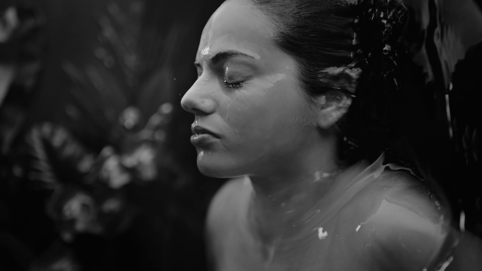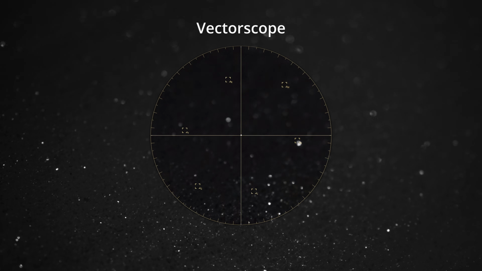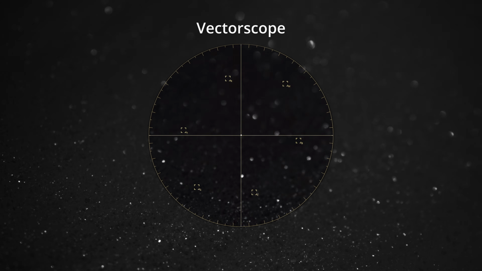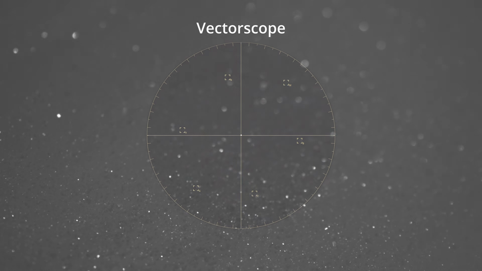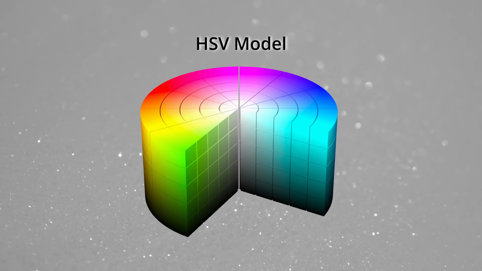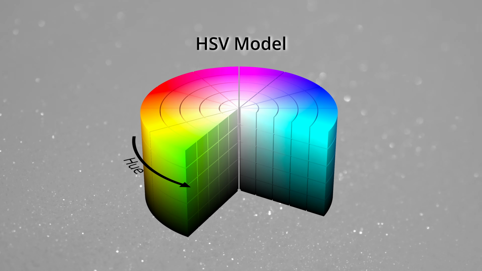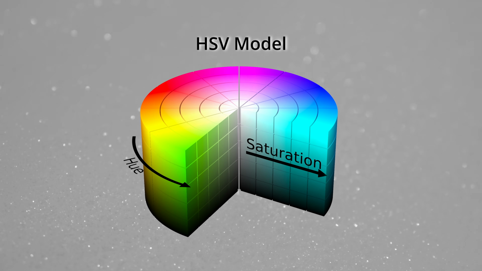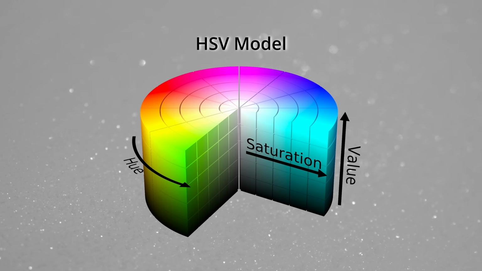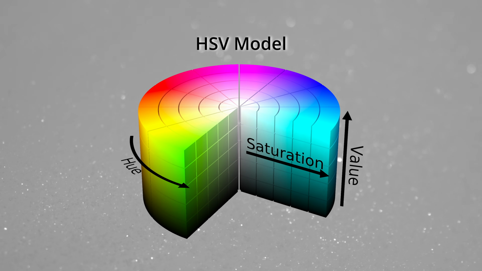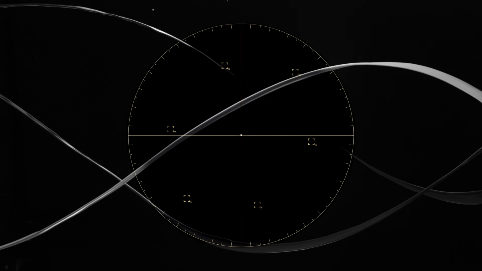For example, in video editing software, we have the vectorscope, which indicates the hue and saturation values of our image. The easiest way to understand it is to look at, for example, the HSV 3D model, where H is the hue of a certain color, S means saturation, and V is value, in other words, the brightness of the color. The vectorscope indicates the same, but in 2D view, it indicates the hue and saturation only.